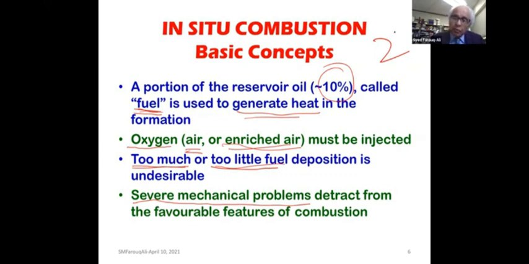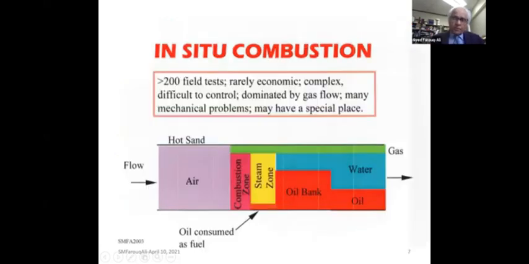So there are 2 major in situ combustion projects. How many steam projects? Several hundred. I lost count. And the reason is very simple. The last item, that there are severe mechanical problems, and also another type of problem with the control of the front. Now, this is a diagram of in situ combustion. I'll show you a couple others too.